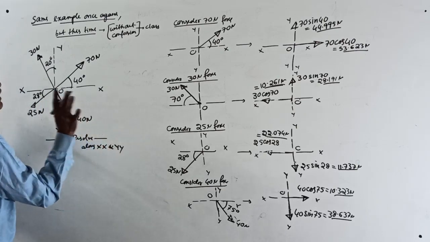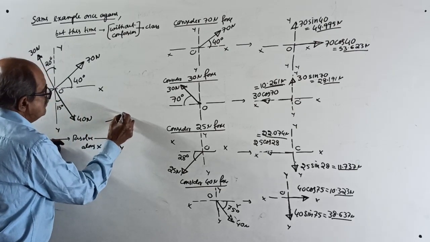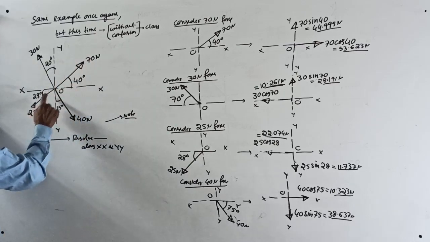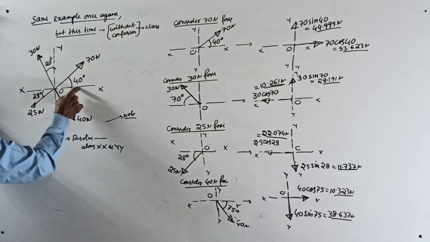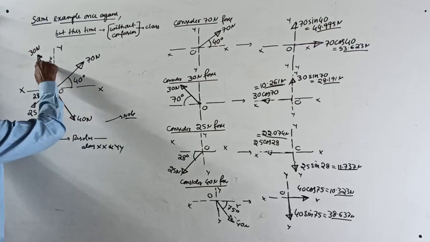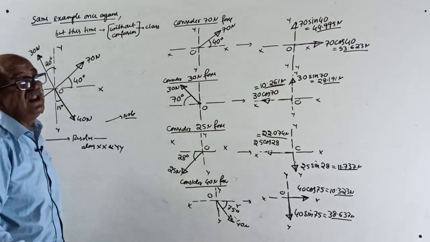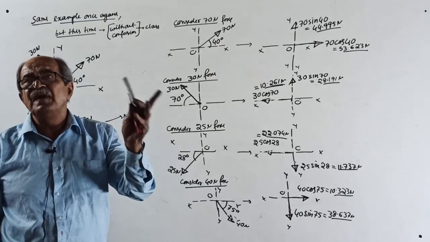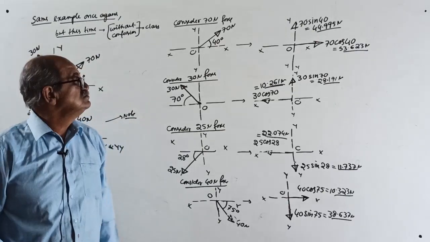Resolve along x, x, y, y. First make a note. For two forces, they are given angle with xx. Other two forces, angle with yy. And every angle given is less than 90. Therefore, no problem. If they give more than 90, I will tell you next time, not now.